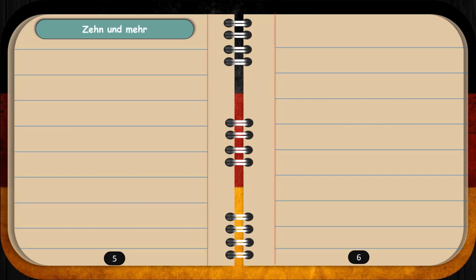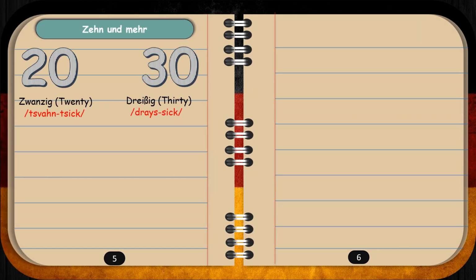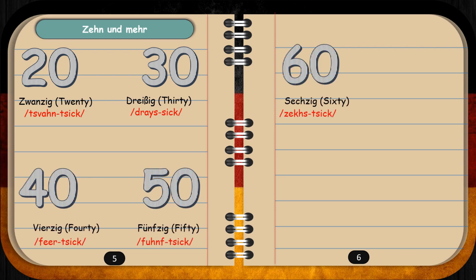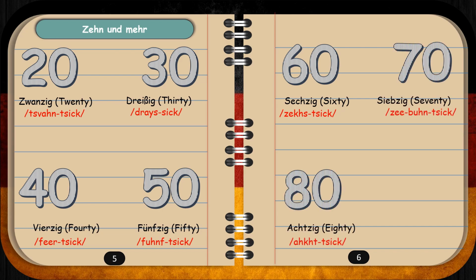Great! Now, let's move into the tens. Pay close attention because this pattern repeats. 20, 30, 40, 50, 60, 70, 80, 90.